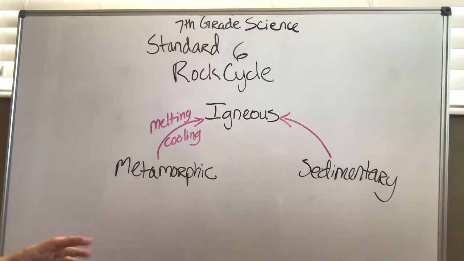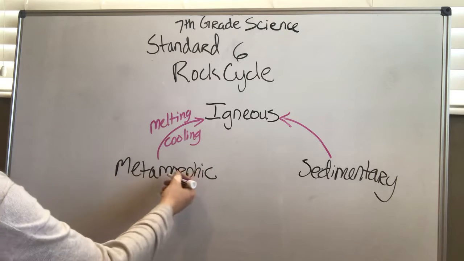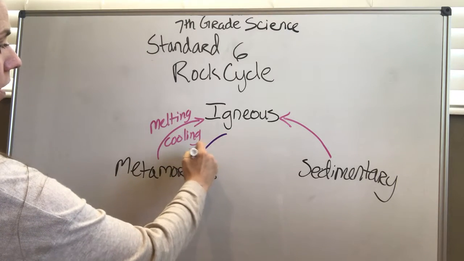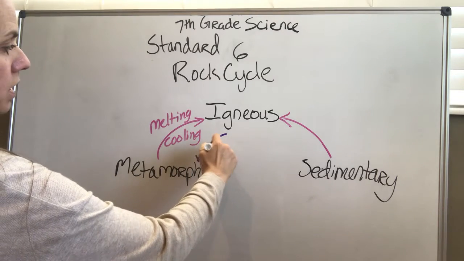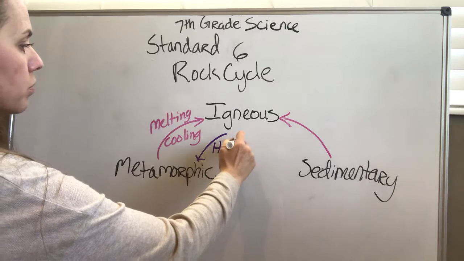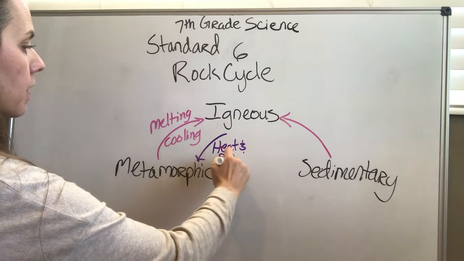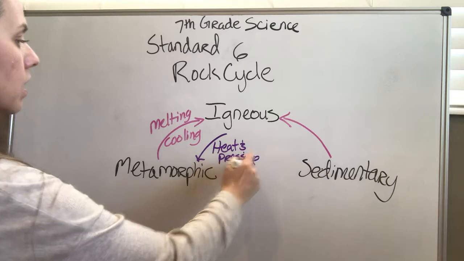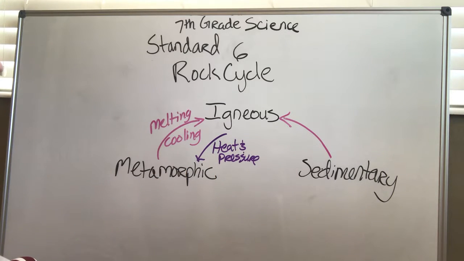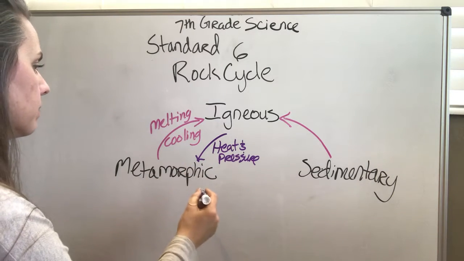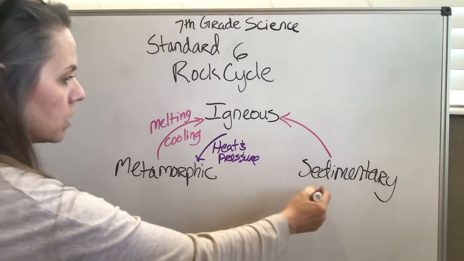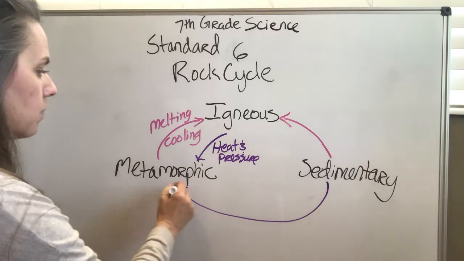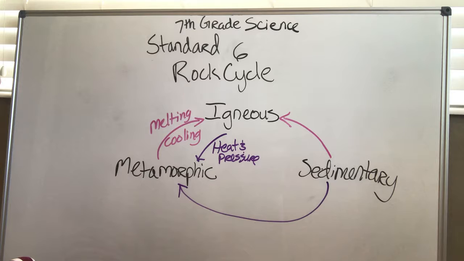Now metamorphic rocks, an igneous rock can become a metamorphic rock if it undergoes heat and pressure. It can turn into a metamorphic rock. And the same is true of sedimentary rock. It can become a metamorphic rock through that same process of heat and pressure.